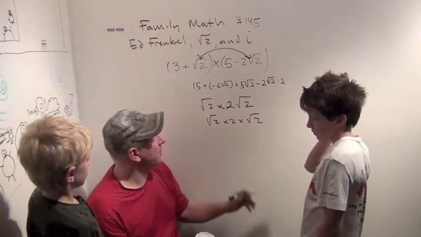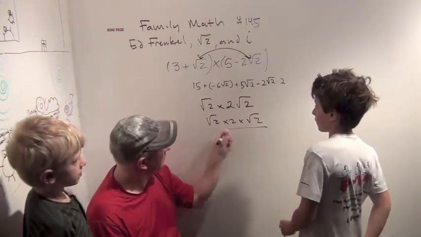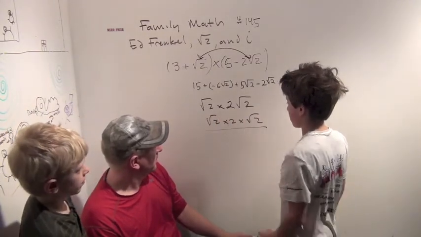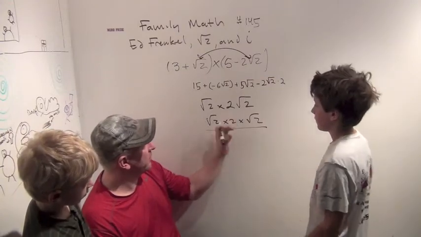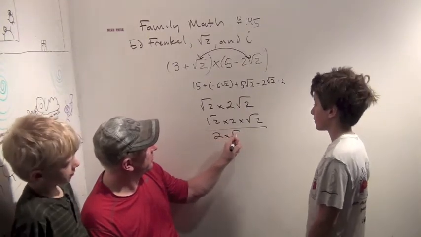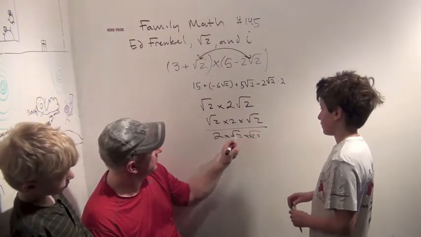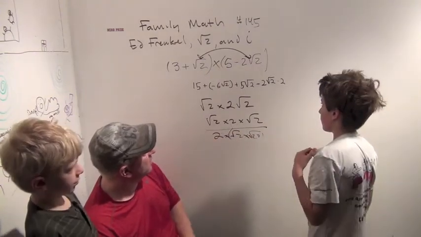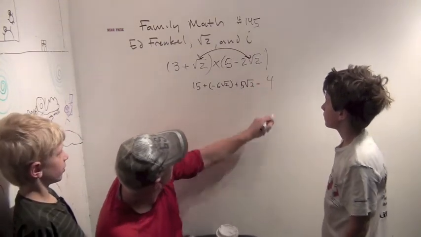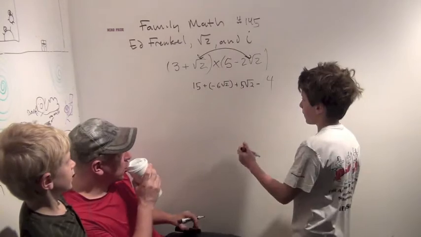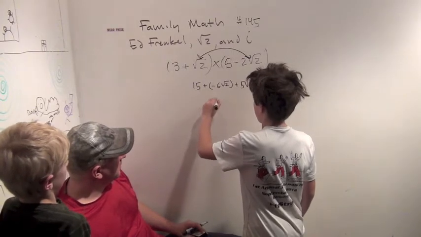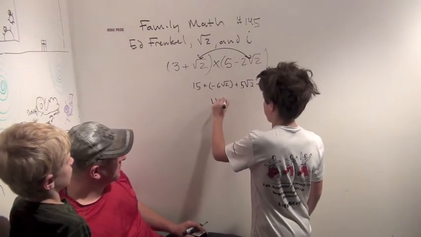And so how do I simplify this expression here? Well, it's 2 times 2, so I can rearrange these terms by the commutative property. So this is 2 times the square root of 2 times the square root of 2, and this whole thing is 4, and it has our minus sign, so it's minus 4. And how does this simplify? The 15 and the 4 can go together, so we get 11 minus the square root of 2.